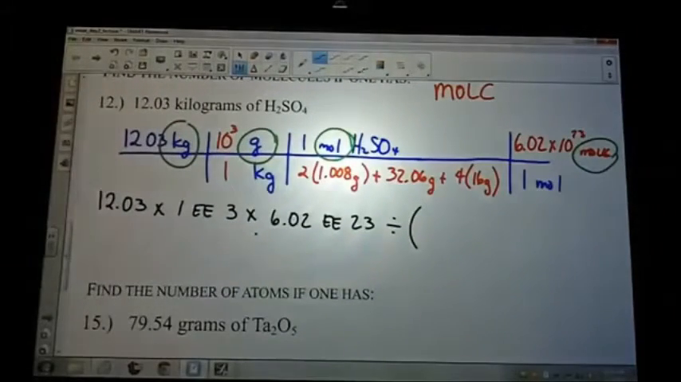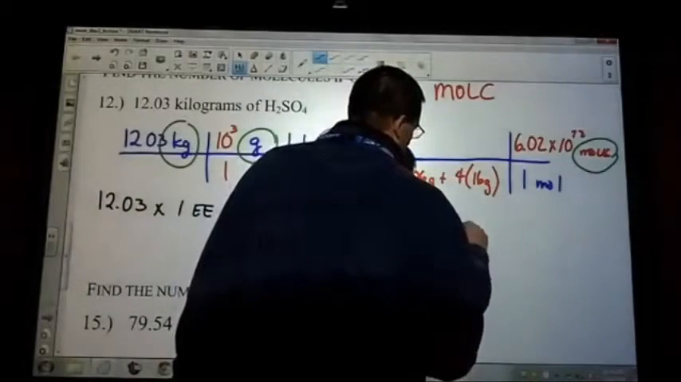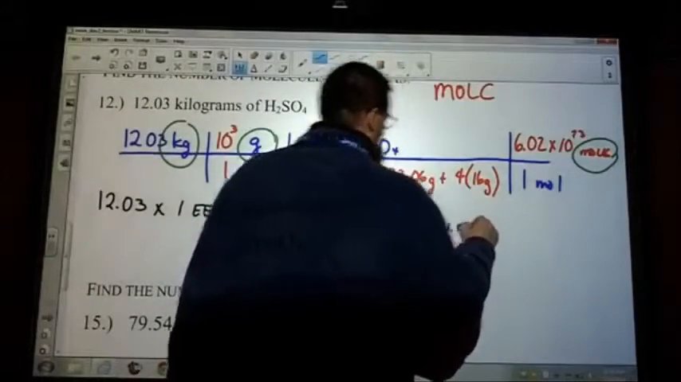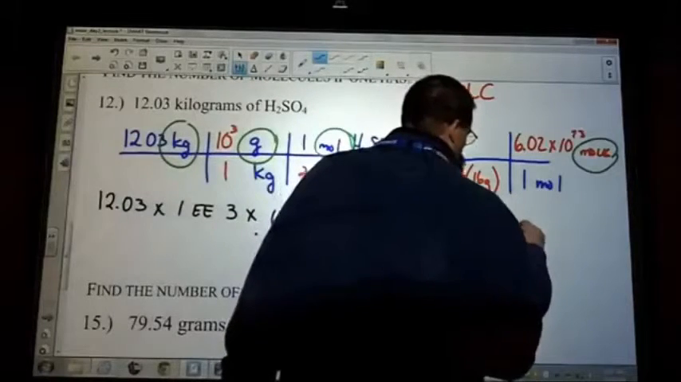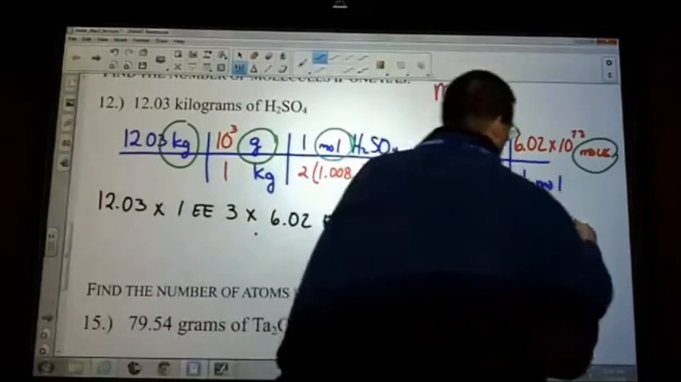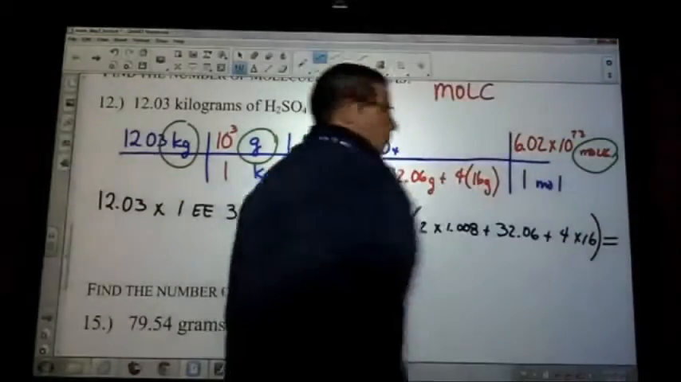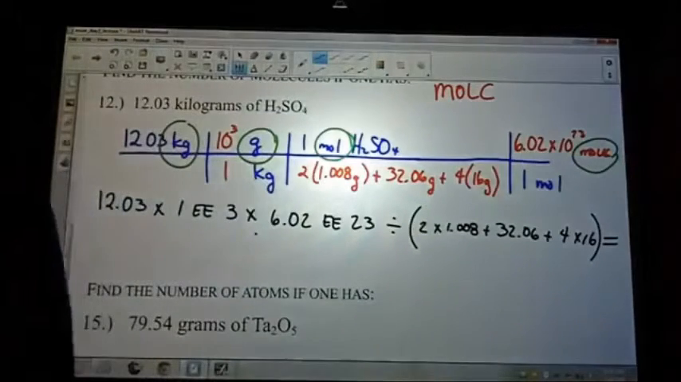There's our first parenthesis. And then all of that, 2 times 1.008 plus 32.06 plus 4 times 16. Close that parenthesis, hit your equal sign. That'll give you the correct answer.